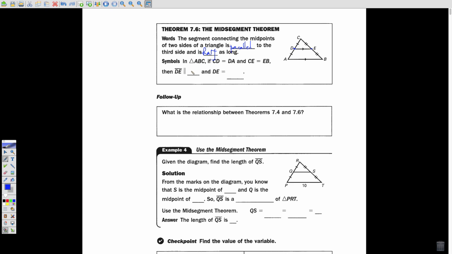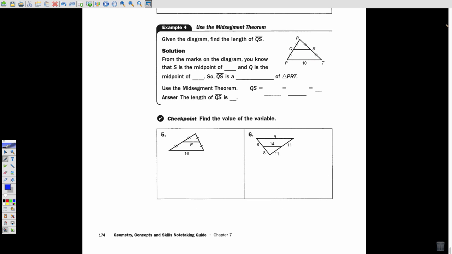That is new information. So in this triangle, these two are congruent, then DE is parallel to AB, and DE is half as long. The midsegment is half as long as the third side. So let's see how we use this in the examples.